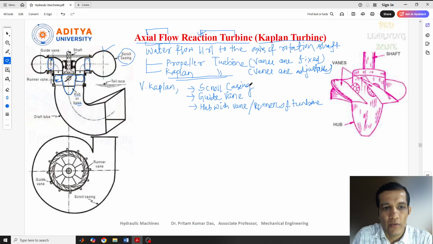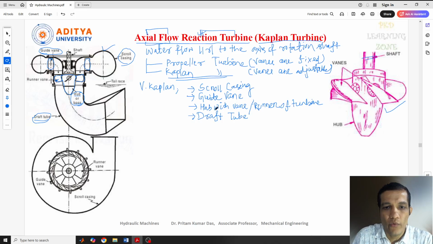So the hub and boss is taken separately here, we can see. As I told you, the shaft is here, and the number of vanes are fixed on this. We can adjust these vane angles and directions. And the last ones are the draft tube, hub and boss, scroll casing, and this is the guide vane mechanism. And the last one is the draft tube. So these are the components or parts used in the Kaplan turbine.